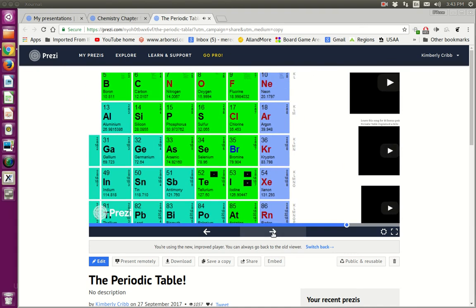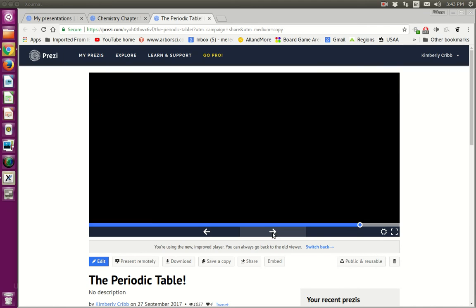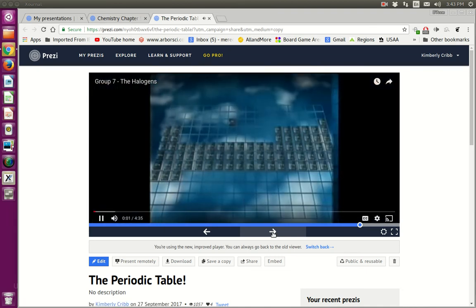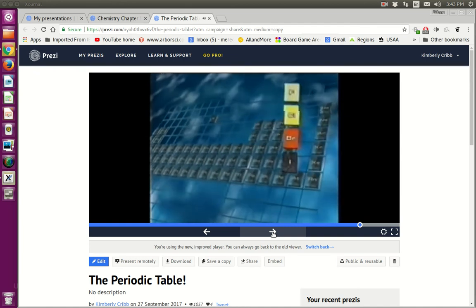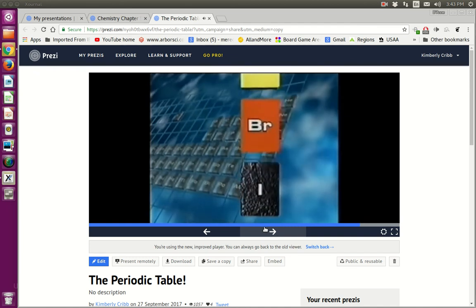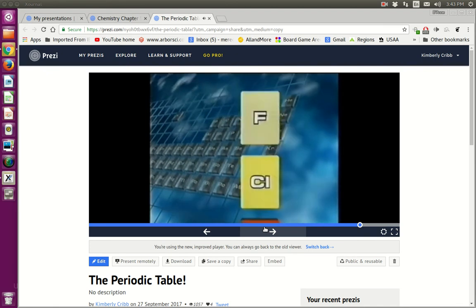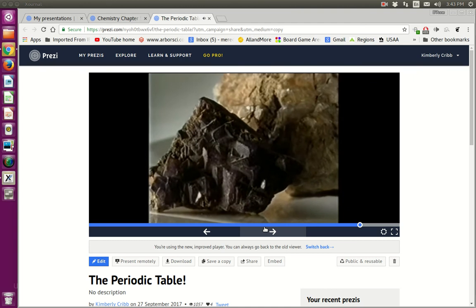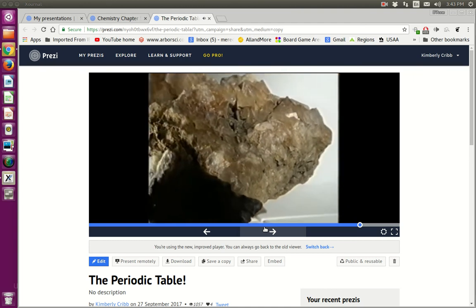Okay, so let's move on now to the halogens. Group 7 of the periodic table is a group of non-metallic elements called the halogens. Iodine, bromine, chlorine and fluorine are very reactive, so they're not found as free elements in nature. Fluorine is a gas, but it occurs in a rock called fluorspar as crystals of calcium fluoride.